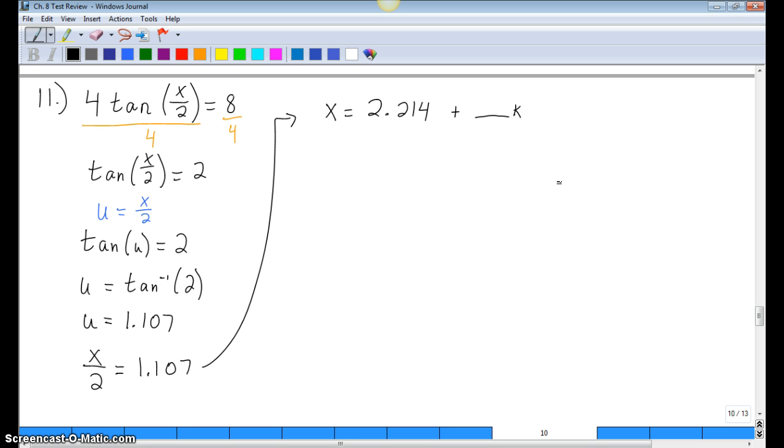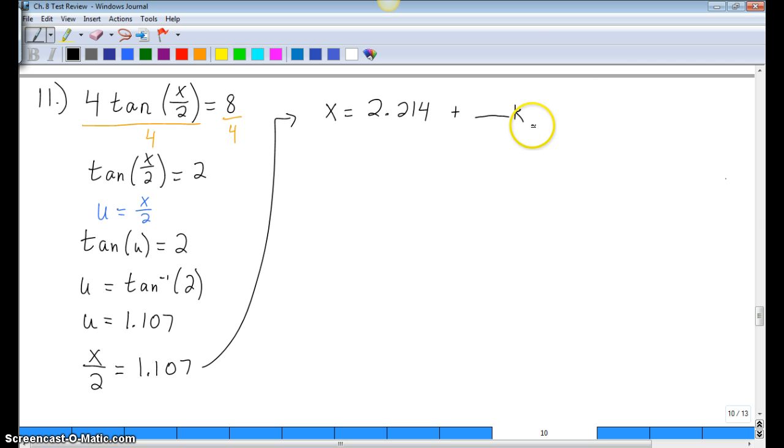But with this one, our period becomes 2 pi over, well, our b is a half, so 2 divided by a half is just 4. So it's plus 4 pi k. Wow. I hope you weren't paying too much attention to that.